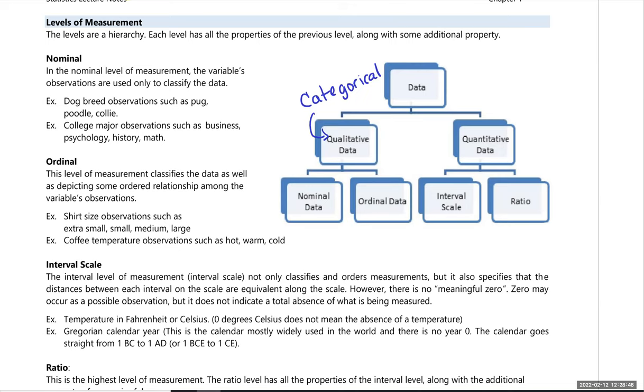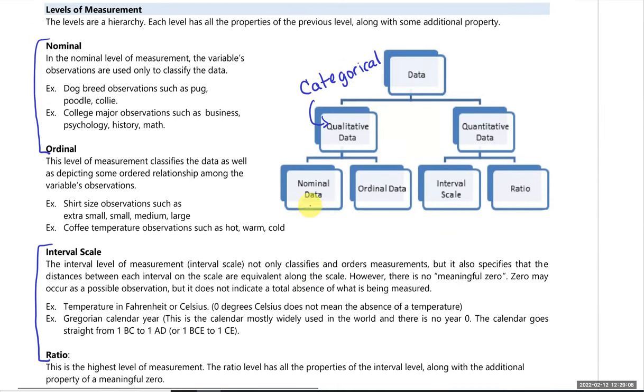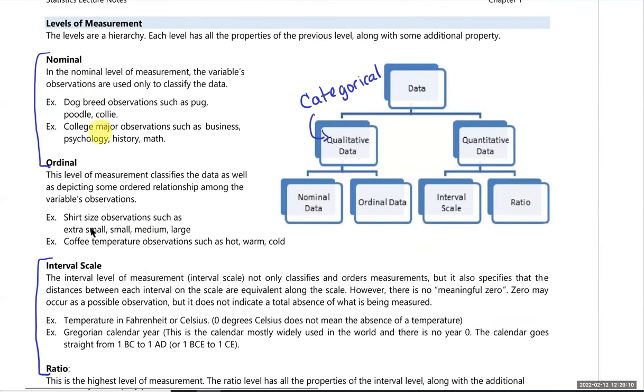So basically, starting with categorical, we break it into either what we call nominal or ordinal data. So these first two are the categorical ones. And then we'll talk about these two together. These two are the quantitative ones. And they're kind of a hierarchy. They sort of get more involved as we go down, but they keep passing on their traits. So we'll see what that means as we go through.